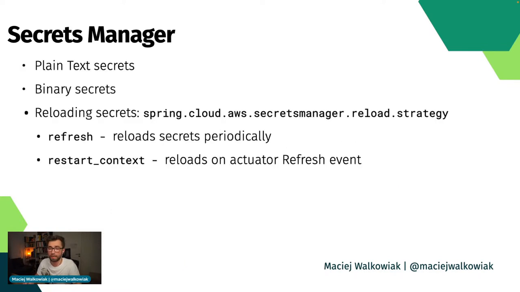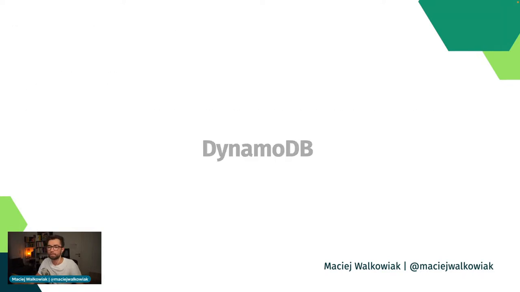Other than that, in 3.0, we added support for plain text secrets, where you don't set secrets as a JSON file, but rather just a single value. Also binary secrets. And we've added an option to reload secrets, because as I mentioned, Secrets Manager can rotate the secrets periodically, and your application may end up with an invalid secret. So now there is a way to refresh the secrets periodically. So you say that like every 1 minute you want to refresh the secrets, or you can also integrate with the actuator refresh endpoint, or rather refresh event, so that whenever the refresh event is triggered, the secrets will be fetched again.